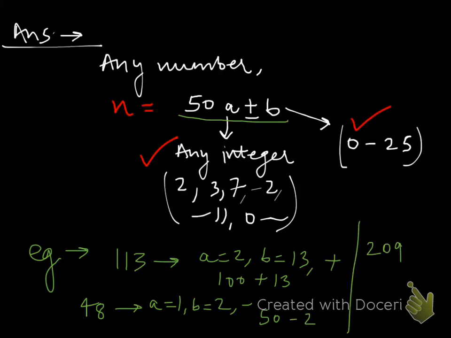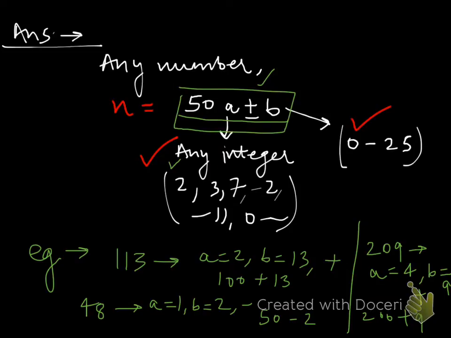Okay, another example, 209. Tell me what could be a. Yes, a is 4, and b is 9. I'll use a plus sign. 200 plus 9 is 209. So using this notation, I can make any number. Okay, let's square it now.